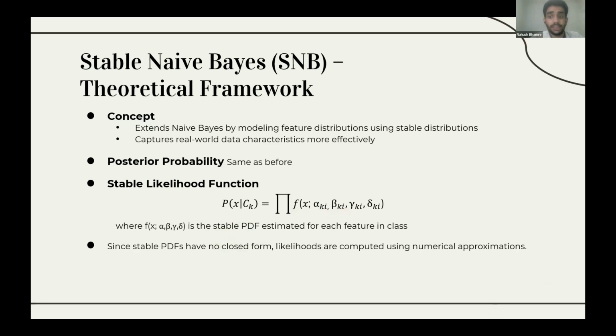But since stable distributions do not have closed form density functions in general, we cannot evaluate these probability density functions analytically. Instead, we rely on numerical approximations to compute the likelihood. This substitution introduces additional computational complexity, but it significantly increases the model's expressive power also. So that makes the stable naive Bayes a more flexible and realistic extension of the naive Bayes framework.